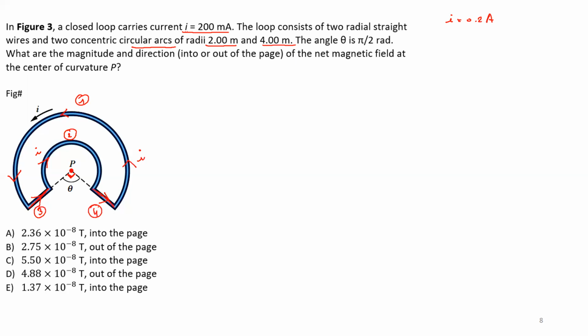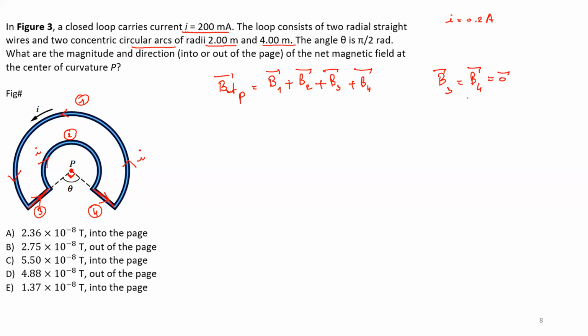Great. So first thing first, what can we say? The net magnetic field at P is equal to magnetic field created by part 1 plus magnetic field created by part 2. Part 1 and part 2 are the 2 arcs, plus the magnetic field created by part 3 plus the magnetic field created by part 4. But the magnetic field created by part 3 is equal to the magnetic field created by part 4, which is equal to 0. We discussed this already. Why?